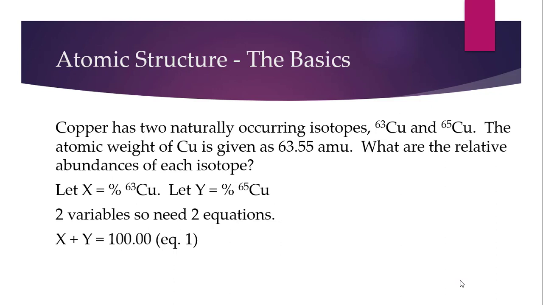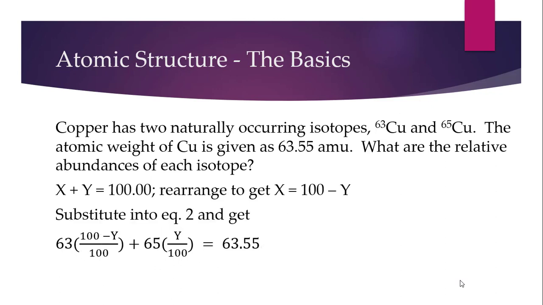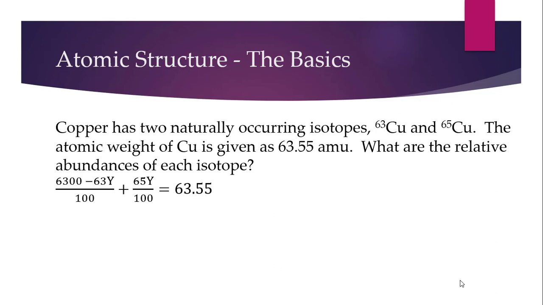We'll call that equation 1. And the summation of the mass number times its relative abundance has to equal 63.55. That's equation 2. So we set the equations up, and we're actually going to rearrange equation 1, and you get x equals 100 minus y. So I can take that 100 minus y and substitute it into equation 2, and so now equation 2 looks like this. I distribute the mass numbers, and the equation looks like this. I can add on the left side and put it all over one denominator. So now the equation looks like this.